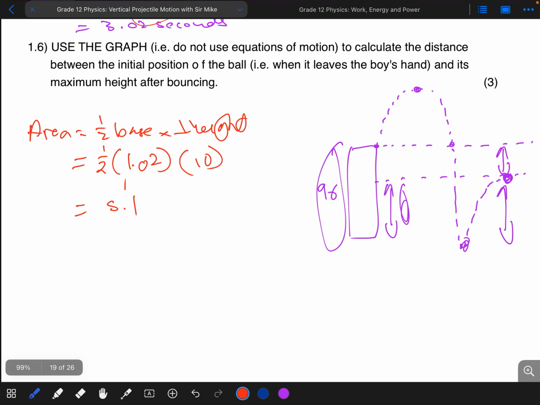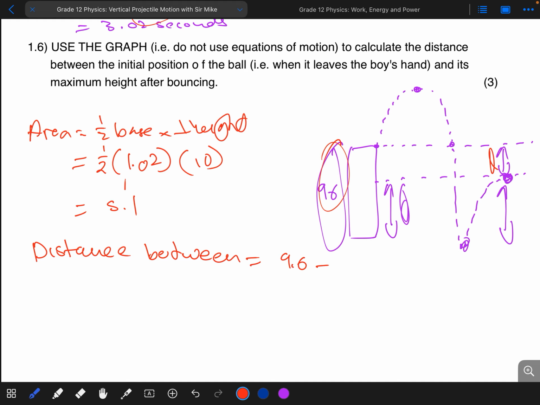So to calculate the difference, you simply take that 9 and subtract the maximum height of that object after the first bounce, and you get the difference there. So the distance between these 2 points will simply be equal to 9.6 minus 5.1, which equals 4.5 meters. So that would be how we would tackle that question.